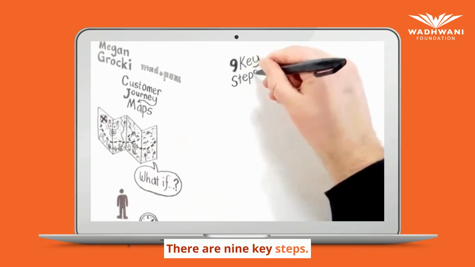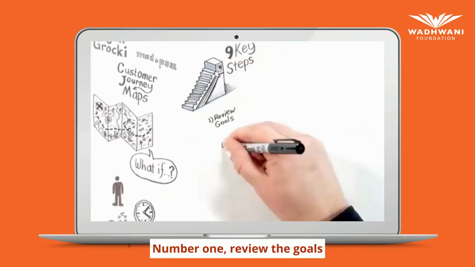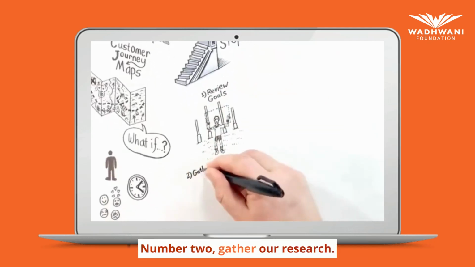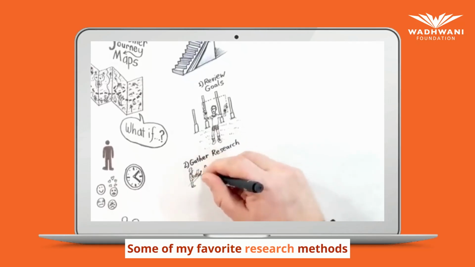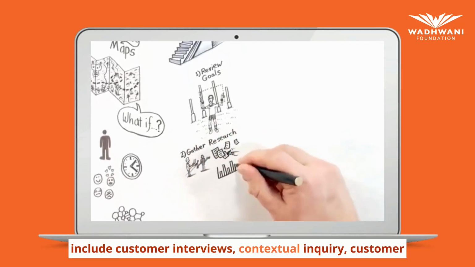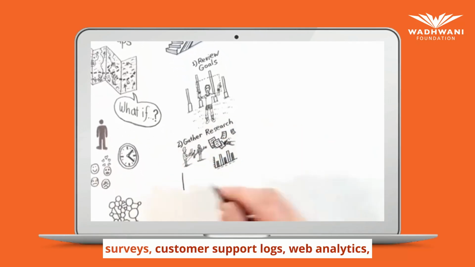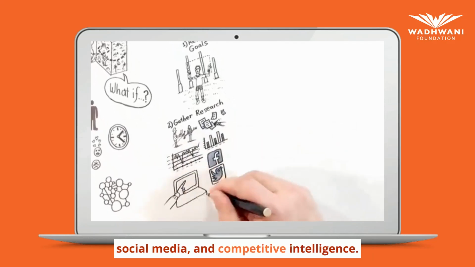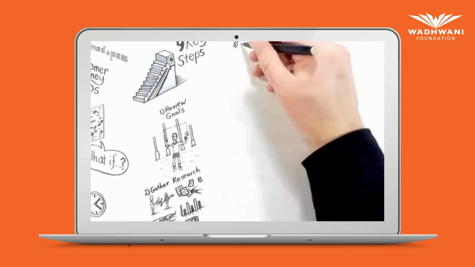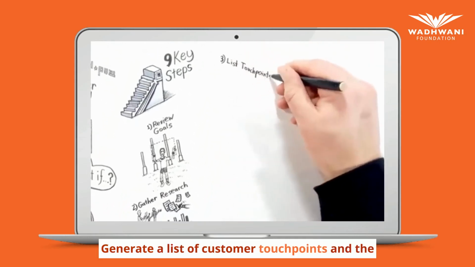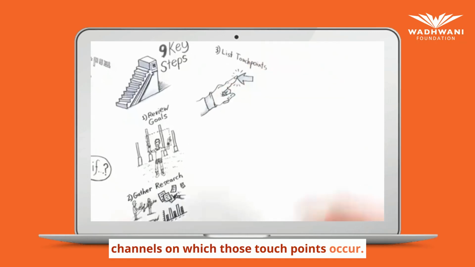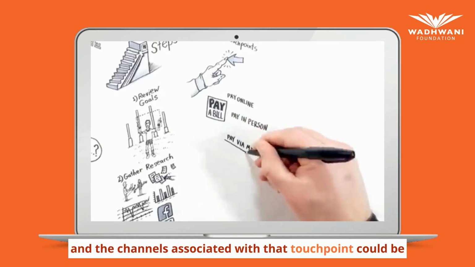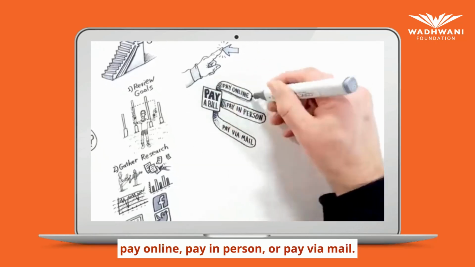There are 9 key steps. Number 1, review the goals for the product or service. Number 2, gather our research. Some of my favorite research methods include customer interviews, contextual inquiry, customer surveys, customer support logs, web analytics, social media, and competitive intelligence. Number 3, generate a list of customer touchpoints and the channels on which those touchpoints occur. For example, the touchpoint could be pay a bill, and the channels associated with that touchpoint could be pay online, pay in person, or pay via mail.